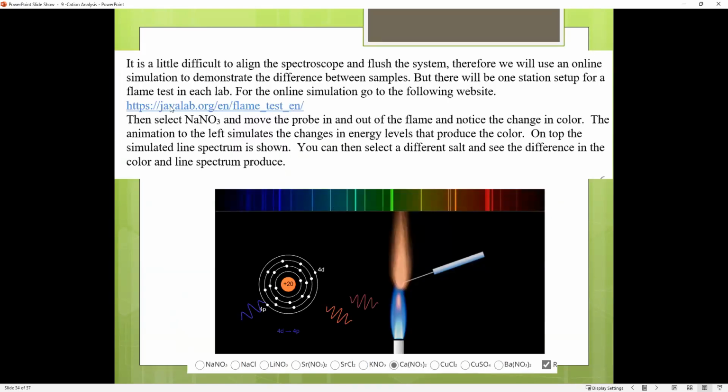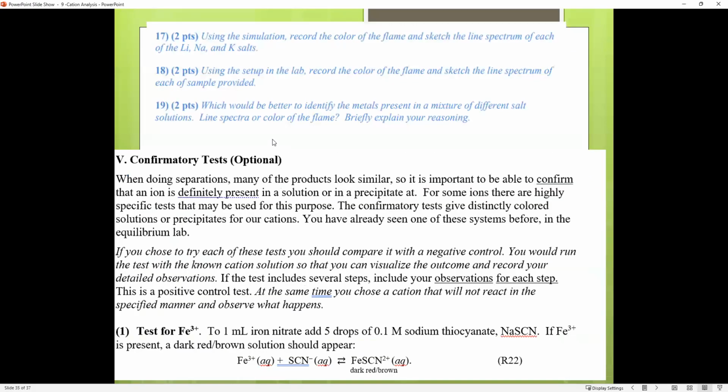And then you'll use this animation, and here you can click on the different metals so we can see that the color of the flame is only due to the metal, not the non-metal, and the corresponding line spectra. And now hopefully you'll be able to match up the simulation with your data and identify what metal salts are in that Bunsen burner. So use the simulation and answer these questions.